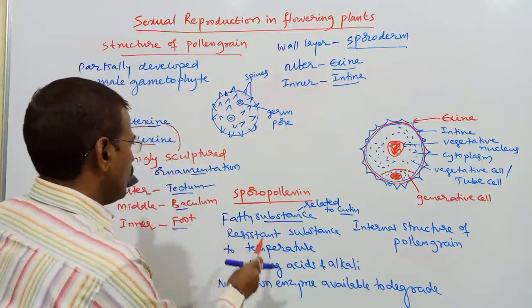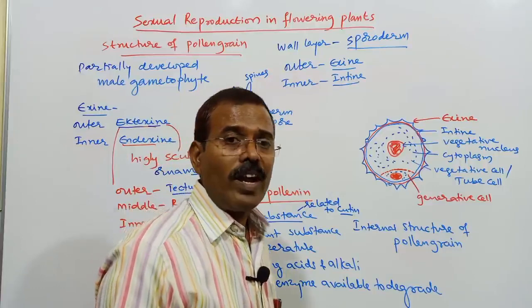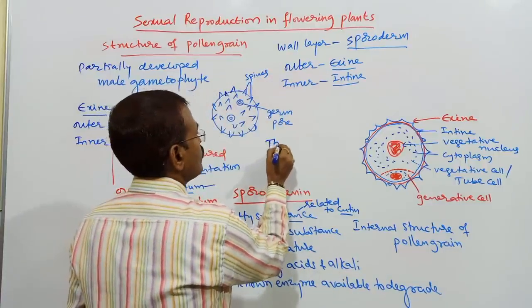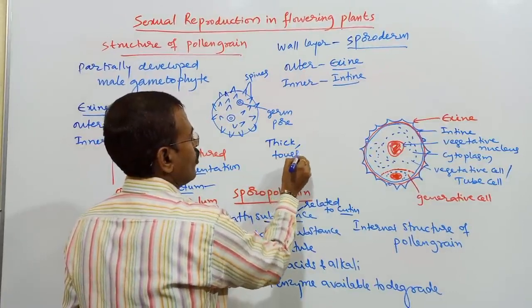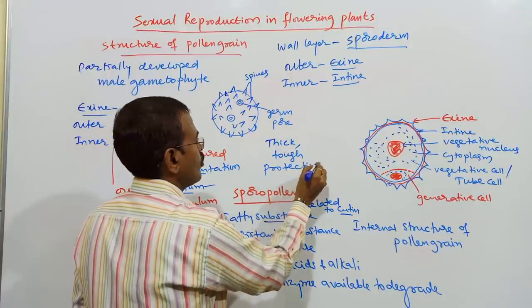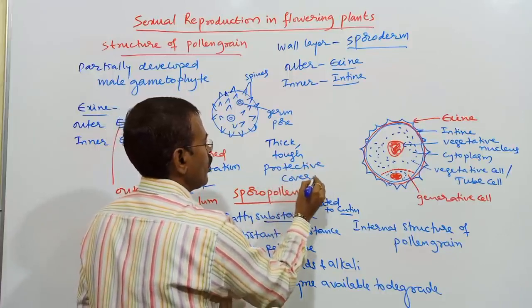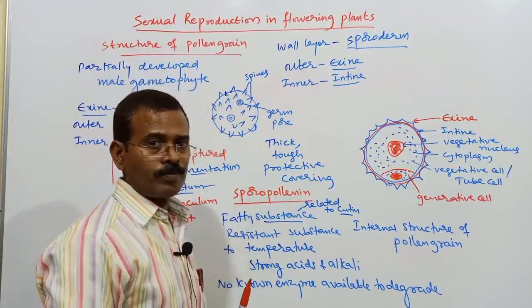So as this sporopollenin is present in the exine, this exine layer is a thick, tough, protective covering. Remember, thick, tough, protective covering.